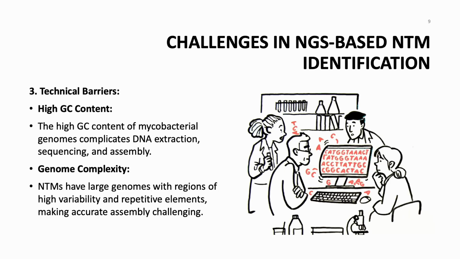Moreover, there are some technical barriers in NGS-based identification of NTMs. One of them is the high GC content. The high GC content of mycobacterial genomes complicates DNA extraction, sequencing, and assembly. Another is the genome complexity of NTMs. Non-tuberculous mycobacteria have large genomes with regions of high variability and repetitive elements, making accurate assembly challenging.